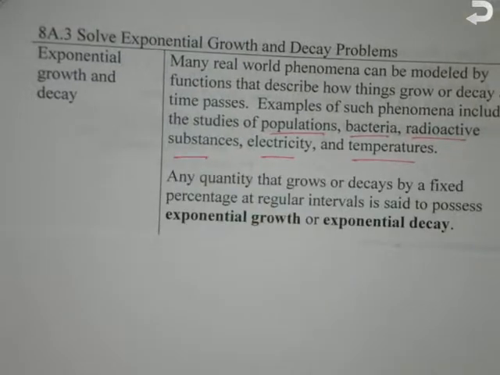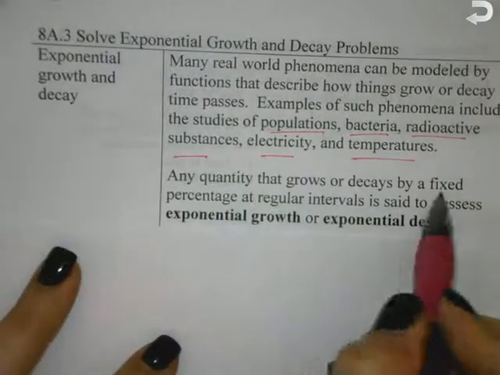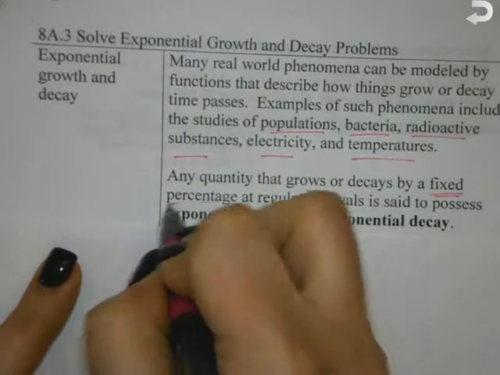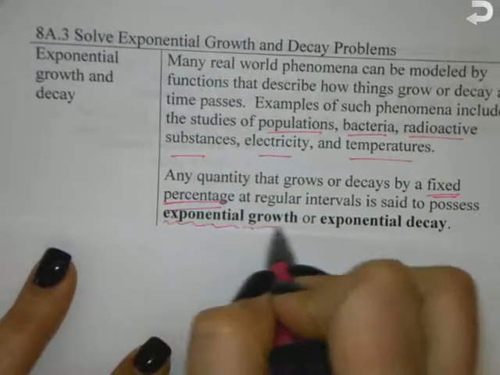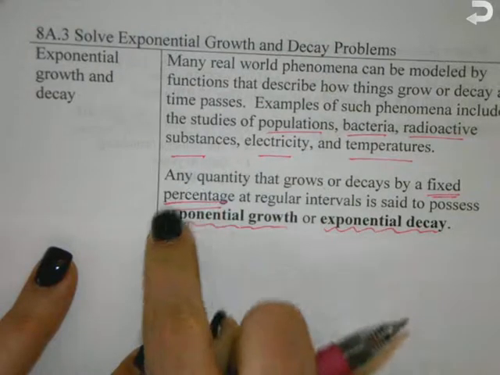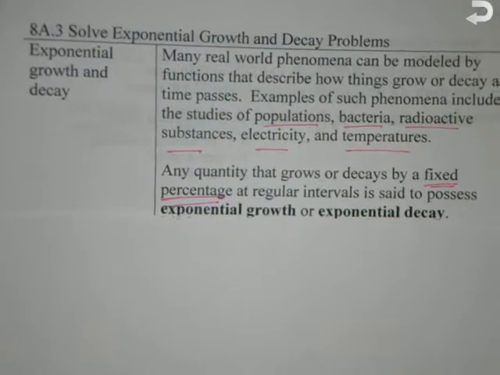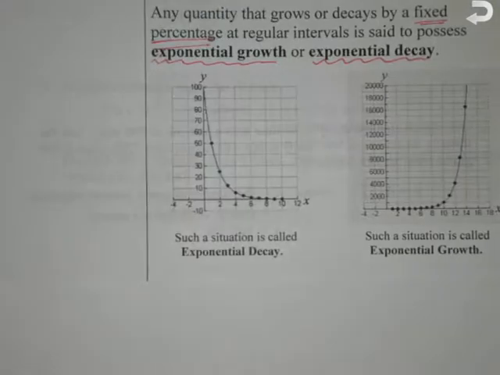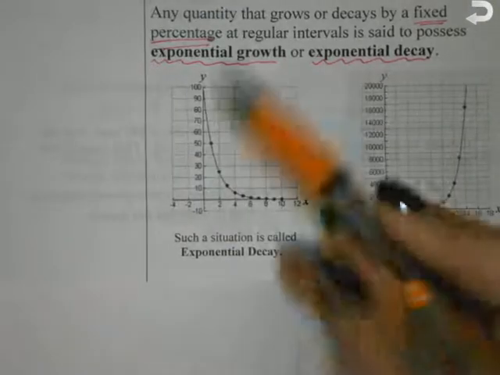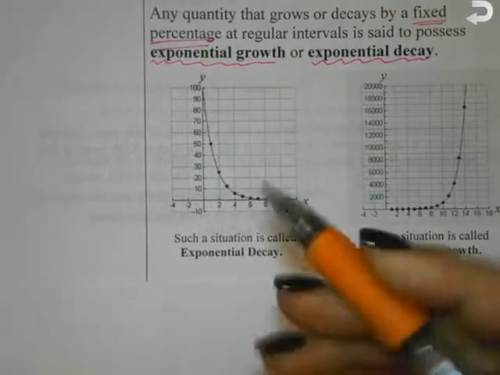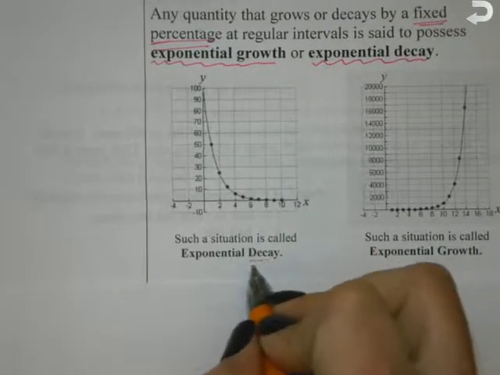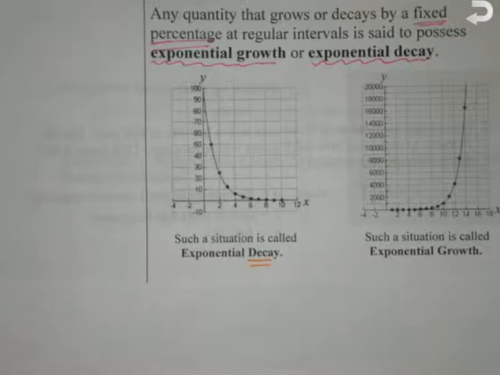So here's what I want you guys to write down. Any quantity that grows or decays by a fixed percentage at regular intervals is said to possess exponential growth or exponential decay. I want you to write that second sentence, okay? Here are two examples. If your graph is decreasing, so it's getting smaller as we go to the right, it is called exponential decay. That should make sense, right? Your population is dying. Your bacteria is dying, okay? So it's getting less and less, so we are decaying.